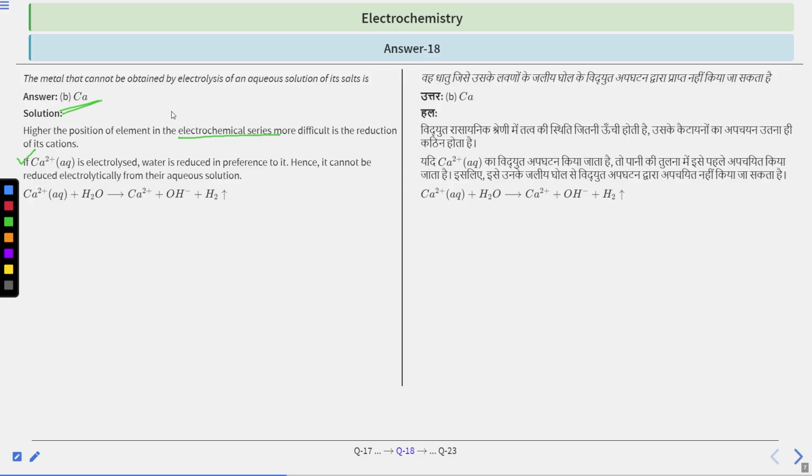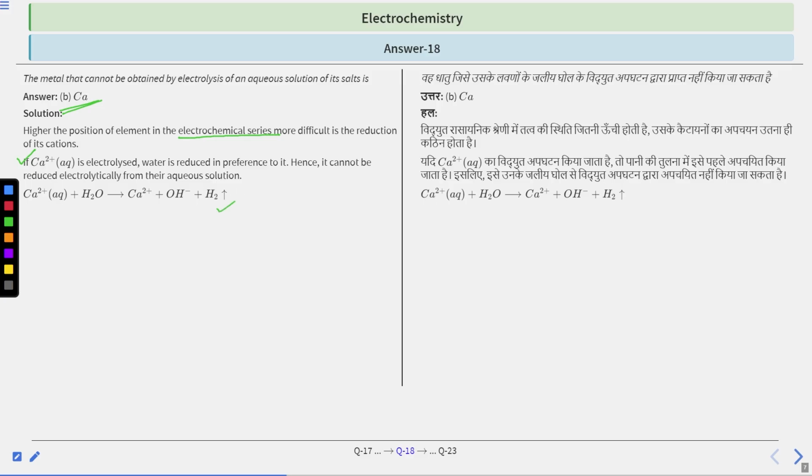Calcium comes at a higher position in the electrochemical series compared to the elements given in the options. So if we electrolyze the aqueous solution of Ca2+, water gets reduced in preference to calcium, because the higher the position, the more difficult its reduction. So water gets reduced in preference to the Ca2+ ion, and hence it cannot be reduced electrolytically from its aqueous solution.